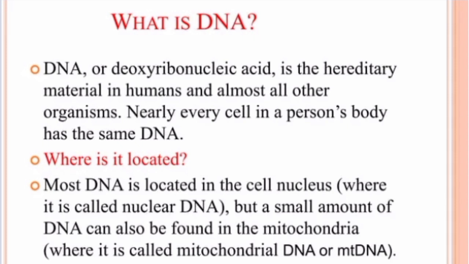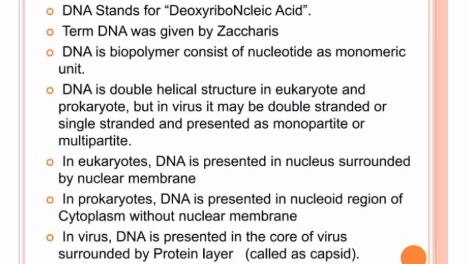DNA is usually found in the cell nucleus and the mitochondria. DNA was discovered by Watson and Crick. DNA is present in both eukaryotes and prokaryotes. Just comment to me whether you are eukaryotes or prokaryotes. DNA is also present in viruses, where it may be double-stranded or single-stranded, and also in parasites.